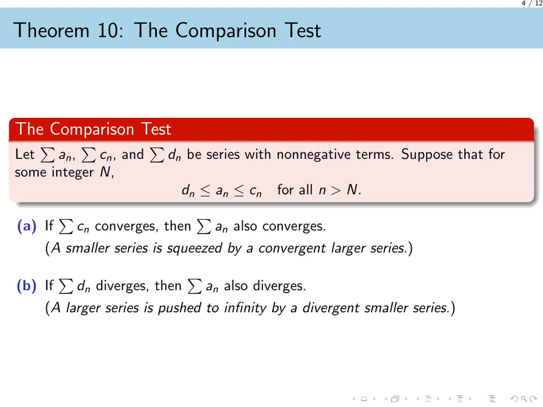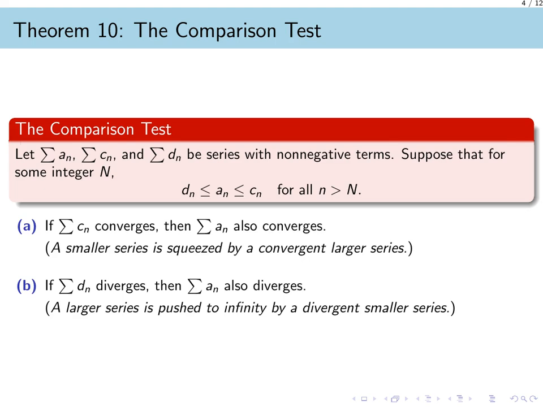If we can find a second, larger series, the sum of c sub n, that we know for sure converges, and each term a sub n is less than or equal to the corresponding term c sub n, then our series must also converge. It is effectively being squeezed from above by a series that adds to a finite number.